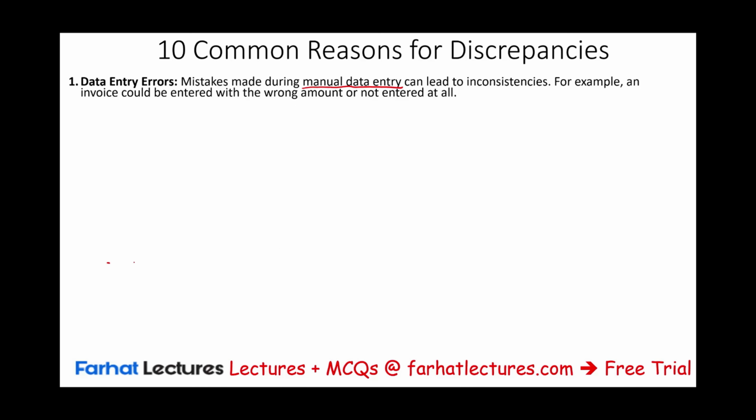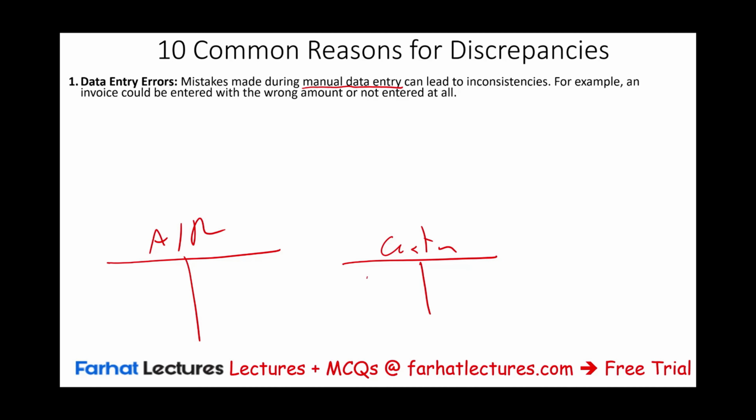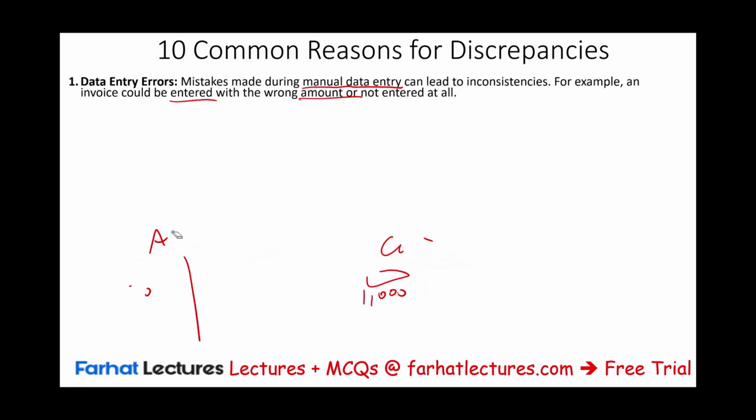In other words, if you are updating the account receivable and the customer record manually, you might make a mistake. For example, an invoice could be entered with the wrong amount or not entered at all. So the customer purchased $1,000, you might enter it in the record as 500 or some other number. If you are doing this manually, this could happen, and as a result, there could be a discrepancy between the two.